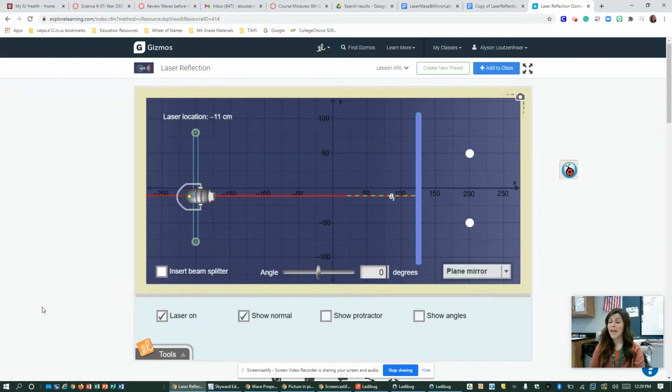Hi there, guys. So today starts our planning phase of our laser maze activity. In our activity, your goal is you're going to use the law of reflection to set up 5 mirrors. You have to at least have 5 mirrors, and then you're going to have one target.